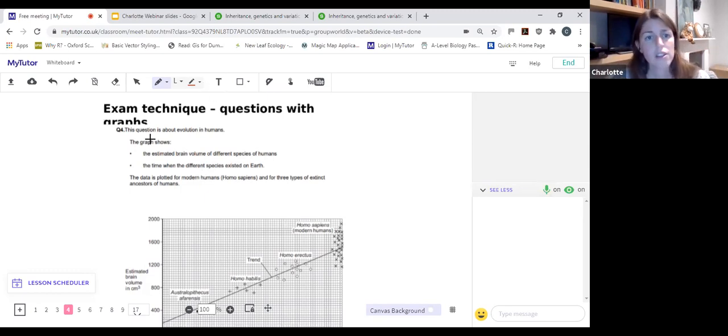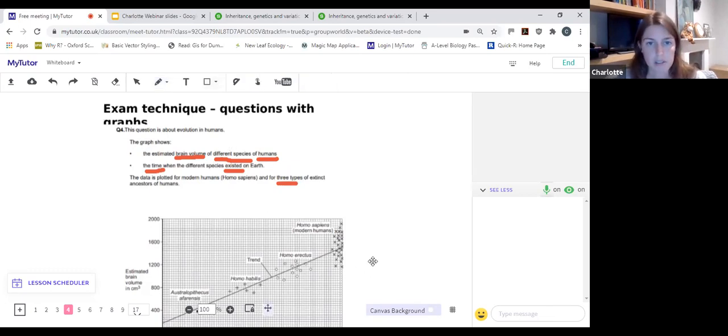So the graph shows the estimated brain volume, so that's one thing that they're measuring, of different species of humans. Lots of keywords there. It also shows the time when the different species existed on Earth, so time of existence. The data is plotted for modern humans and for 3 types of extinct ancestors of humans. So there's quite a lot on this graph, even before we've looked at the graph itself.